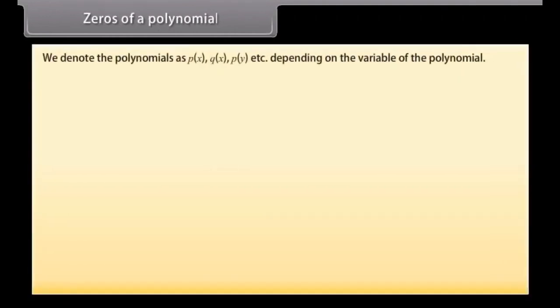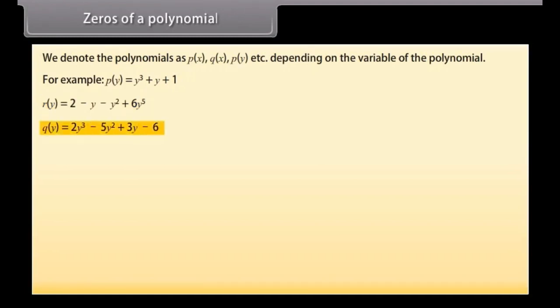Zeros of polynomial. We denote the polynomials as p(x), q(x), p(y), etc., depending on the variable of the polynomial. For example, p(y) is equal to y cube plus y plus 1. r(y) is equal to 2 minus y square plus 6y raised to the power 5. Look at this polynomial now. q(y) is equal to 2y cube minus 5y square plus 3y minus 6.